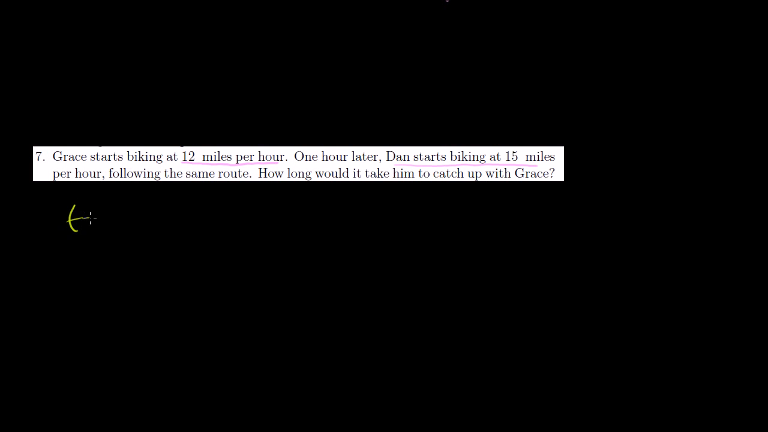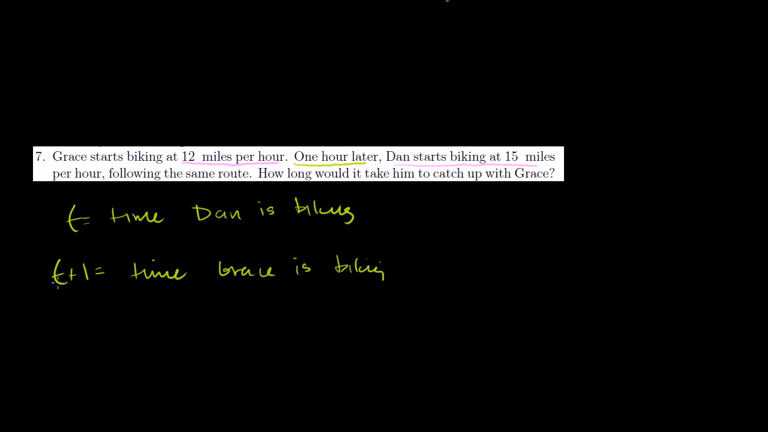So let t equal the time Grace is biking. Actually, let me do it this way. Let t be the time Dan is biking. Then how long will Grace be biking? Well, he starts an hour later. So whatever number this is, Grace is going to be biking for 1 more hour. So t plus 1 is equal to the time Grace is biking. When this is 0, this is going to be 1. She would have already been biking for 1 hour.